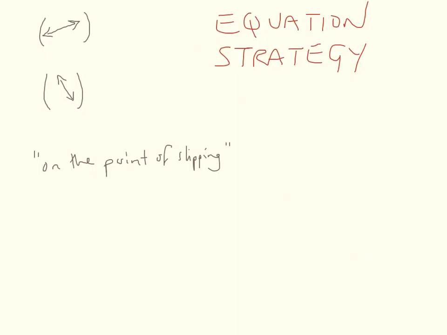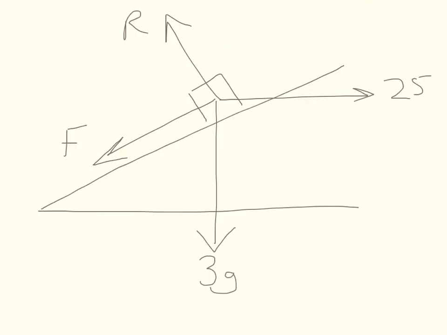That's the end of the question, but I just want to talk a little bit about equation strategy. Normally in these cases you either resolve parallel and perpendicular to the slope, which is what we've done, or you resolve horizontally and vertically. You're going to get the right answer in either case as long as you're careful, but why has it been more efficient in this case to do parallel and perpendicular? On the surface it makes no difference.